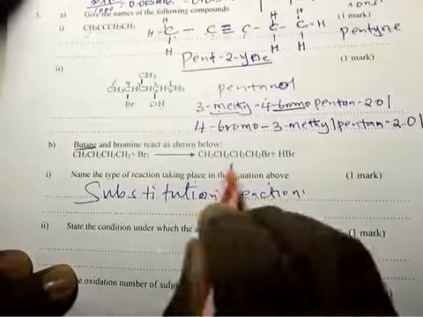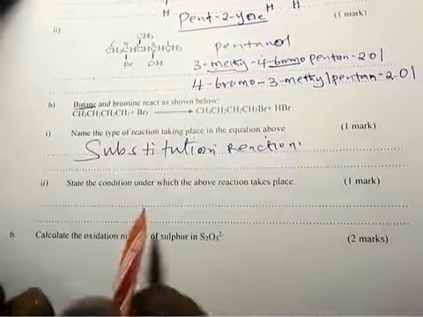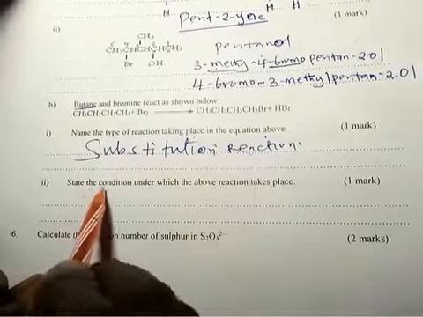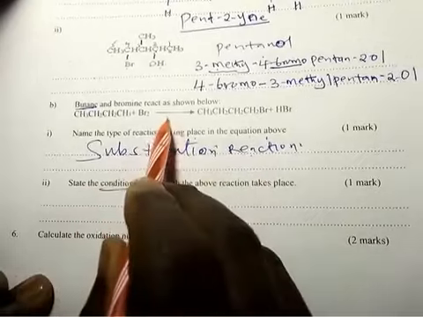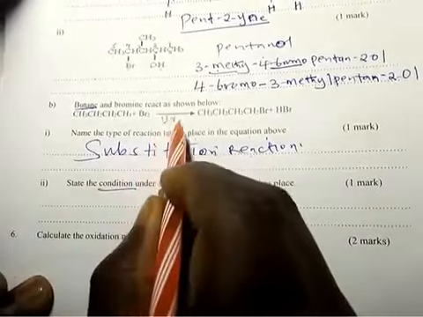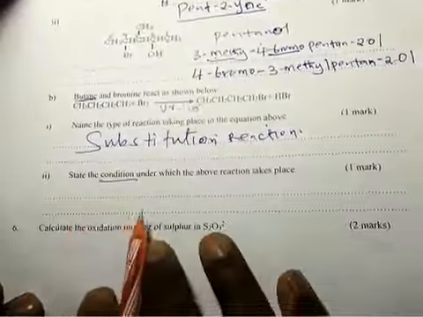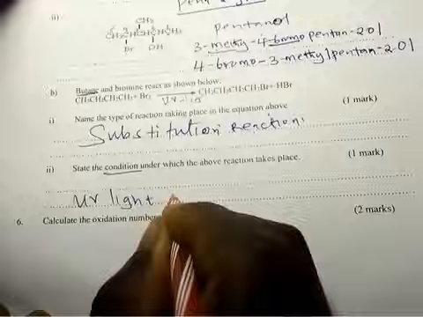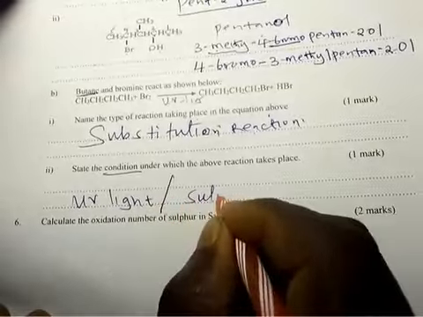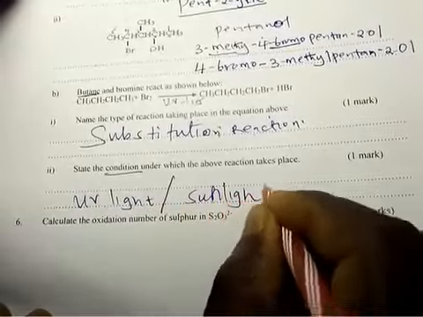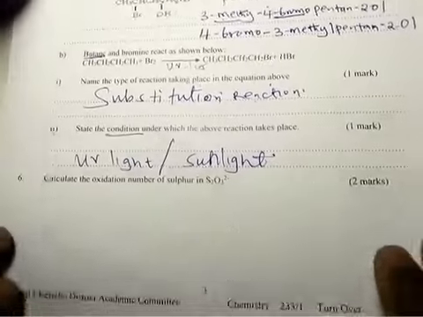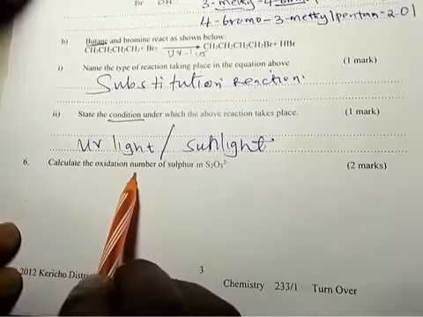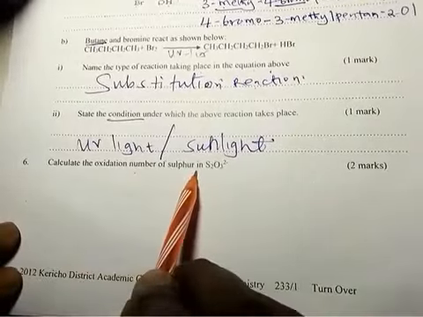They undergo only substitution. And for substitution to occur, there must be a condition necessary for that substitution. Here, we must have UV light. So the condition is the UV light, or you simply say sunlight.